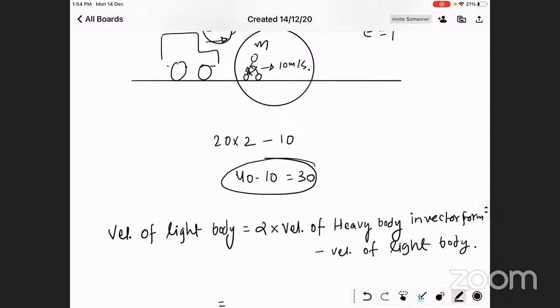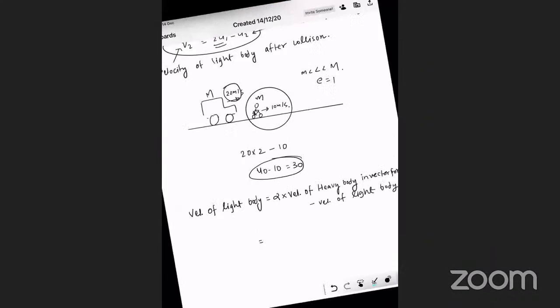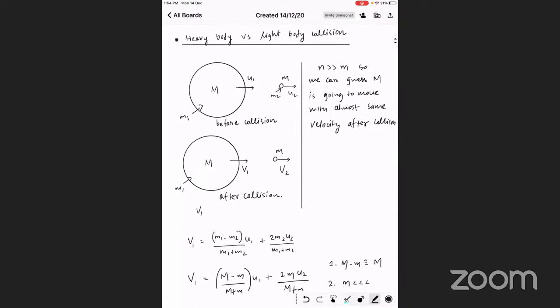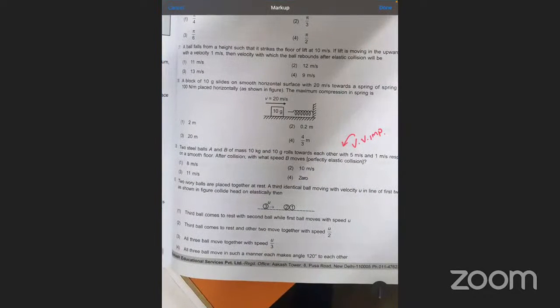Now let's move towards our question. Everyone understood the theory? Everyone understood the formula, how to solve this? Now where is our question? There we are. The 2 steel balls A and B of mass 10 kg and 10 gram move towards each other with 5 meter per second and 1 meter per second.